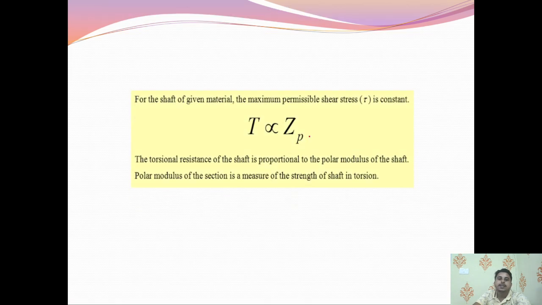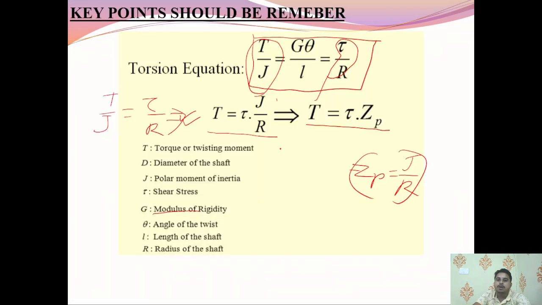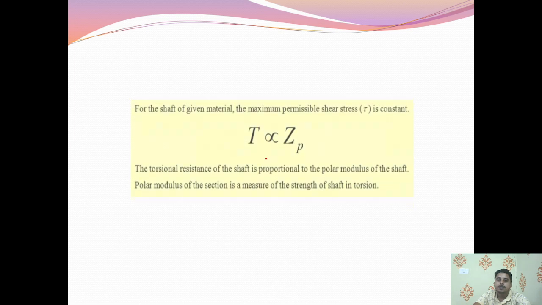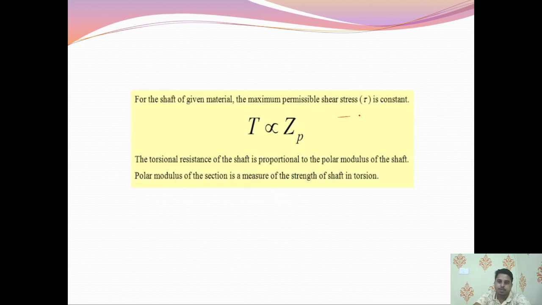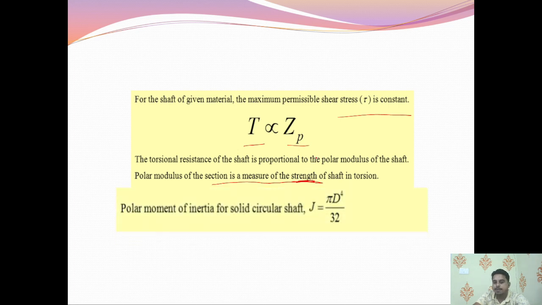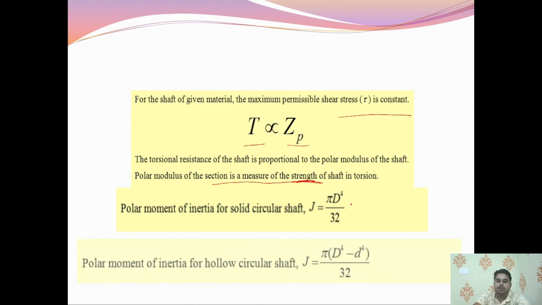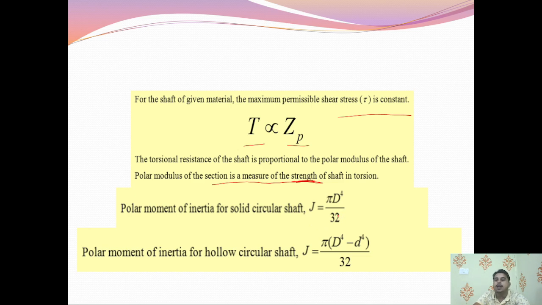Next, there are some conditions from the previous equation. Given the condition that shear stress is constant for a solid circular shaft, the torsional resistance of the shaft is proportional to the polar modulus. The polar modulus of the section is a measure of the strength of the shaft in torsion. The polar moment of inertia for a solid circular shaft is J equals pi d to the power 4 divided by 32, and for a hollow circular section, J is equal to pi into D to the power 4 minus d to the power 4 divided by 32.